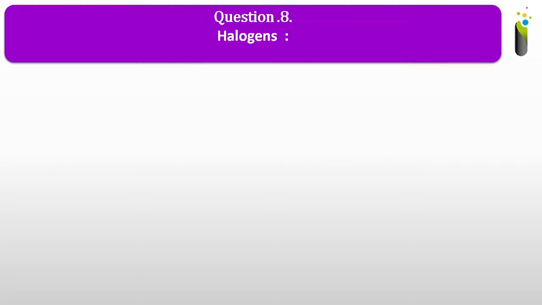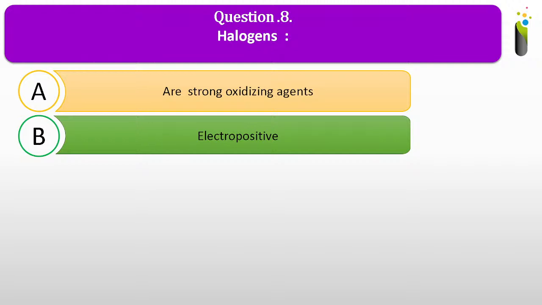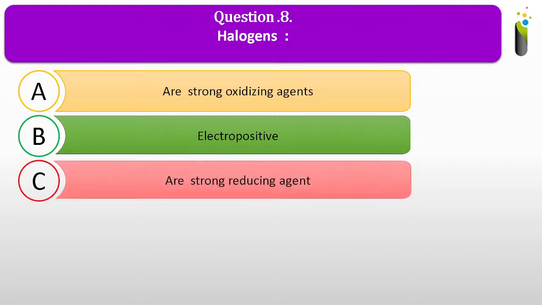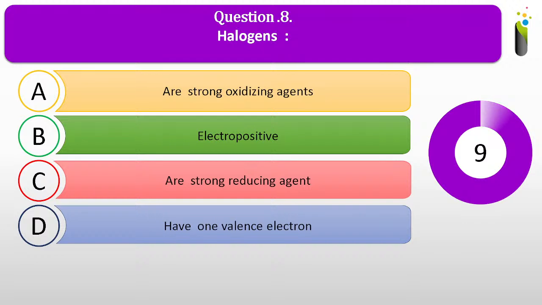Question number 8. Halogens dash. A. Are strong oxidizing agents. B. Are electropositive. C. Are strong reducing agents. D. Have one valence electron.